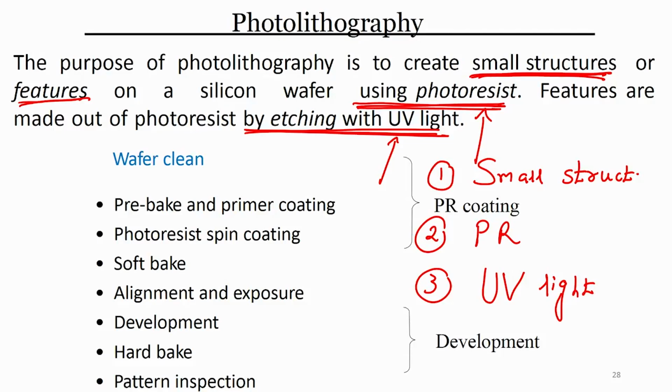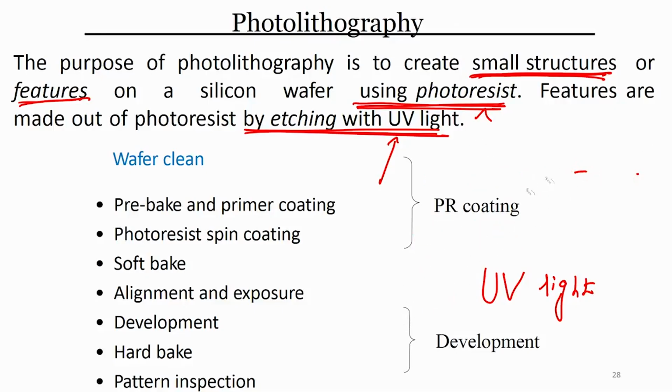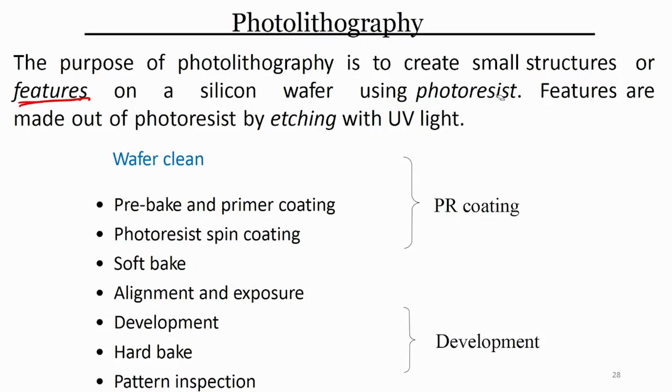So, what are the steps in photolithography? The first step is you have to clean your wafer. Always when we start fabricating a device, the first step is you have to clean your wafer. Second is you have to coat the wafer. Coat the wafer with what? Photoresist. That is called photoresist coating.